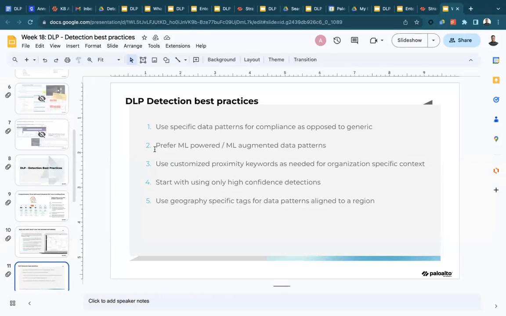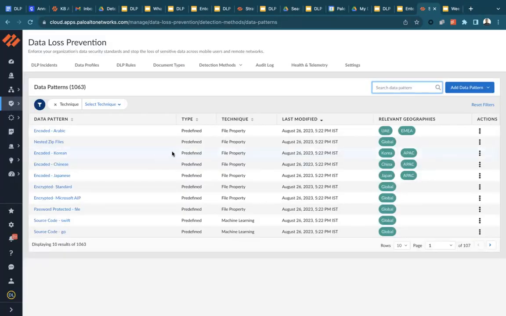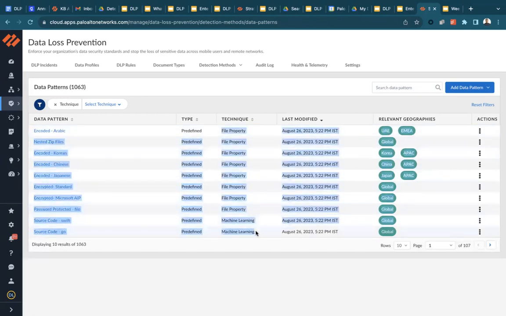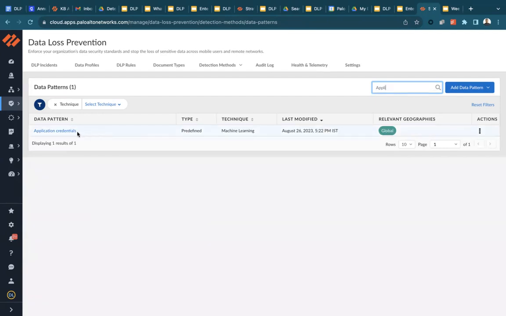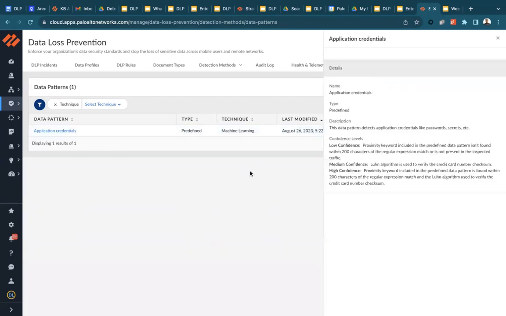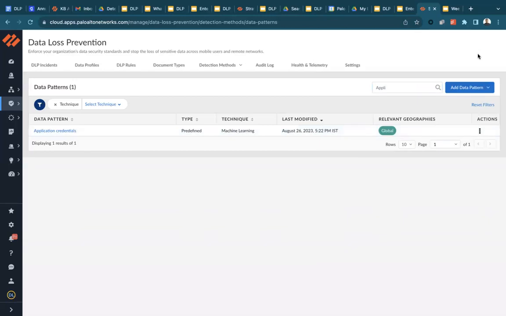The second one is prefer ML powered and ML augmented patterns. So here, based on the type and the filter that we just showed, we talk about what is the technique that is underlying on many of these patterns. Like, for example, you could use the application credentials pattern, which is an ML driven pattern that looks for passwords, secrets, and everything that is related to application credentials.